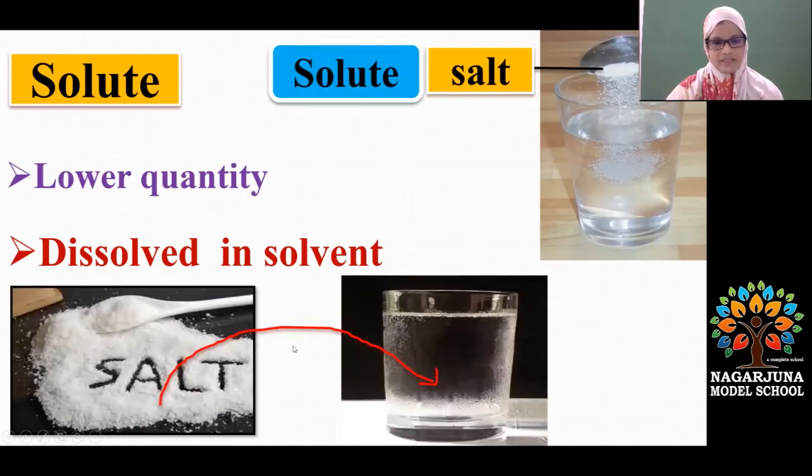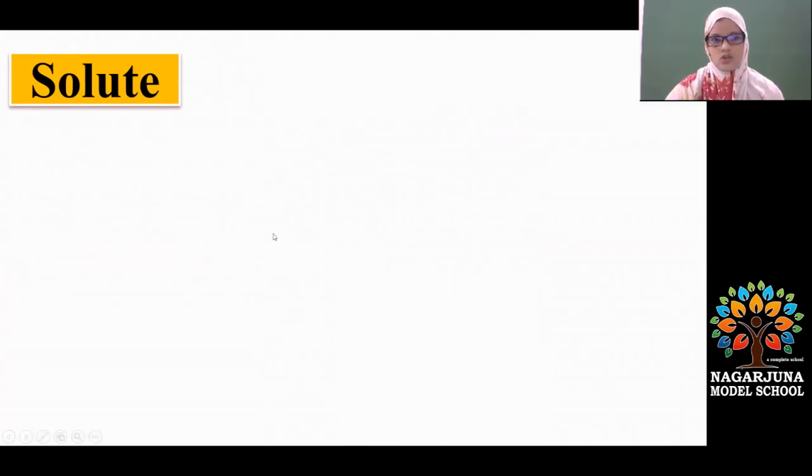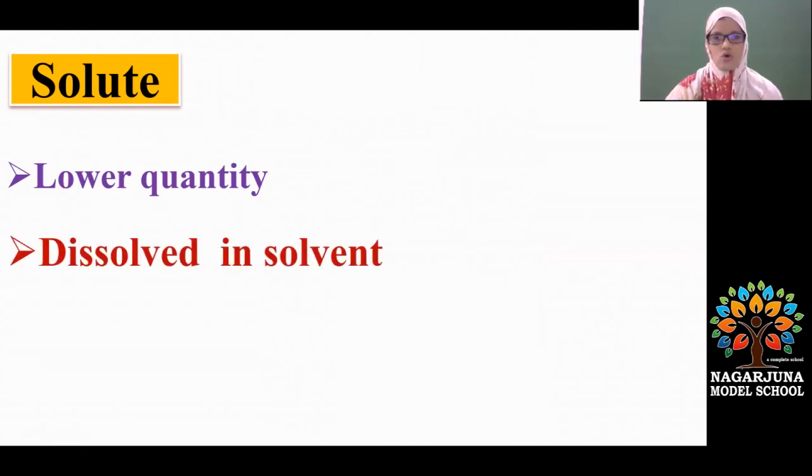Let's see the example. So which one is dissolved in water here? Yes, salt is dissolved in water here. So what is salt here? Salt is a solute here. Correct? So now tell me, what is the first definition for solute? Yes, the substance which is present in lower quantity. What is the second definition? Yes, the substance which is dissolved in solvent. It's called solute.